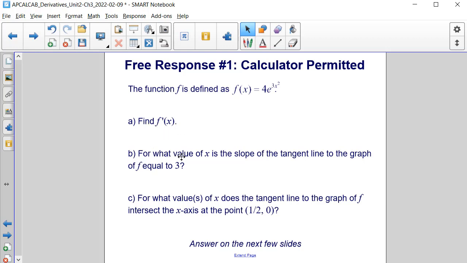Then, for what value of x is the slope of the tangent line to the graph of f equal to 3? And then for what value or values of x does the tangent line to the graph of f intersect the x-axis at the point 1/2, 0?